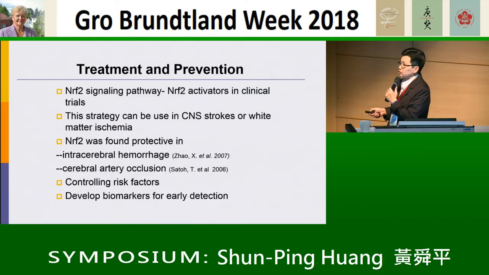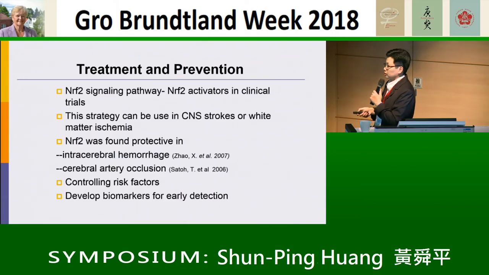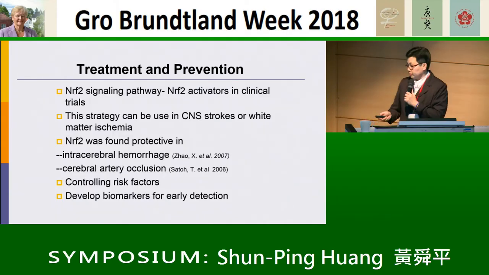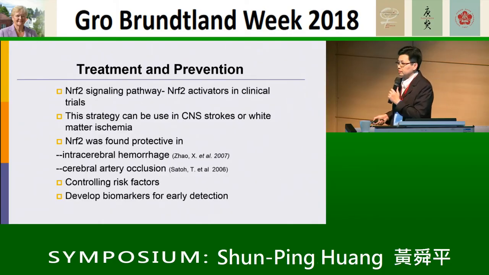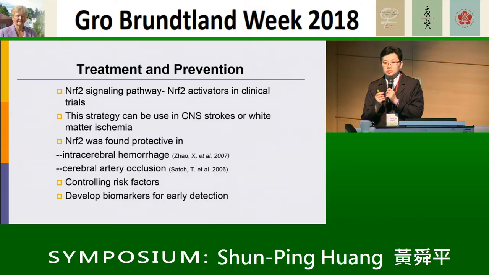This strategy can also be used in stroke, because optic nerve stroke is related to stroke. They found that NRF2 is also protective in intracerebral hemorrhage or capillary artery occlusion. For prevention, just like Professor Sean mentioned earlier, you have to keep a healthy lifestyle to control the risk factors. We might also help develop biomarkers for early detection, because early diagnosis and early treatment is always the gold standard. Okay, thank you.